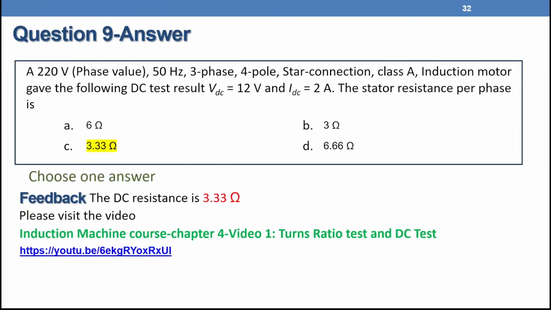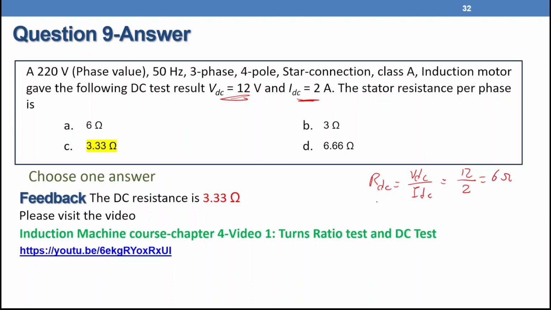Question number 9. A 220 volt phase value, 50 Hz, 3-phase, 4-pole star connection, Class A induction motor gave the following DC test results. We have VDC, we have IDC. The stator resistance per phase is, so we know that for star connection, RDC equals VDC over IDC, so that one will be 12 over 2, which gives you 6 ohm.